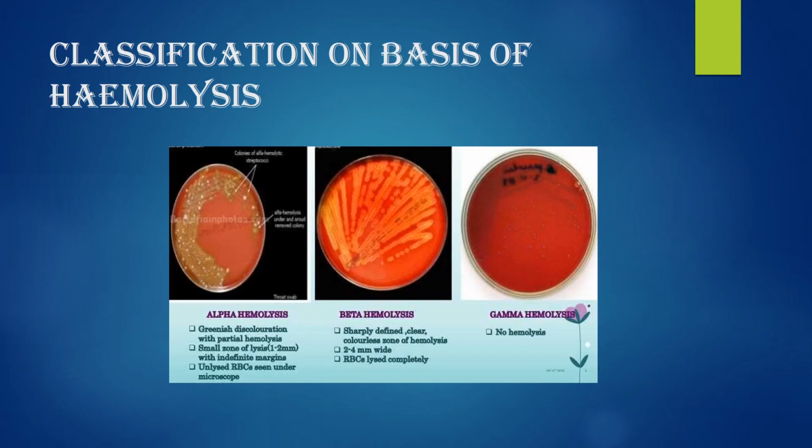Moving on, a picture is given showing how we observe the various hemolysis: alpha, beta and gamma. As you can see, in alpha hemolysis, greenish discoloration is observed with partial hemolysis. In beta hemolysis, we can observe clear zones, hence complete hemolysis. And in gamma hemolysis, there is no sign of hemolysis.